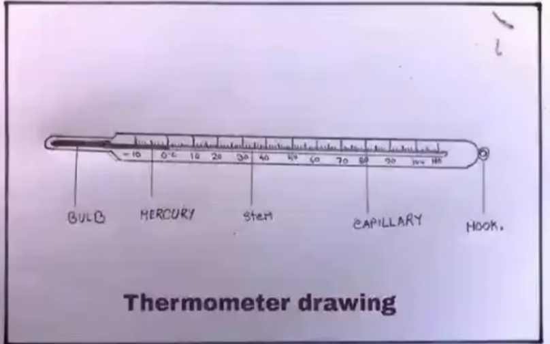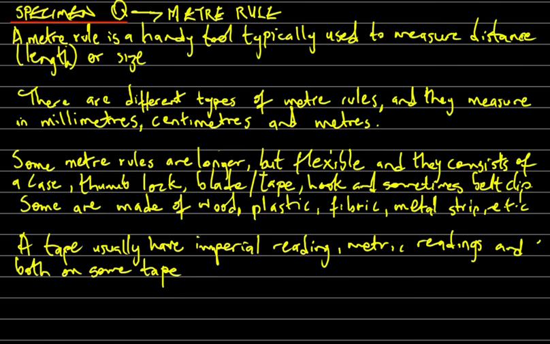You can see, and label properly. So we move to the next specimen now, which is our specimen Q. Our specimen Q is the meter rule. What is a meter rule?